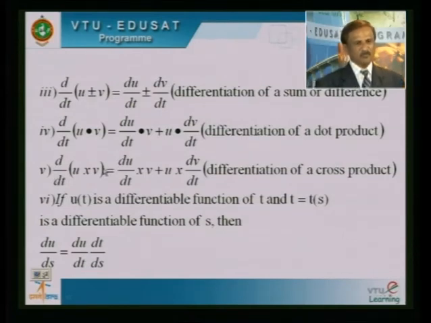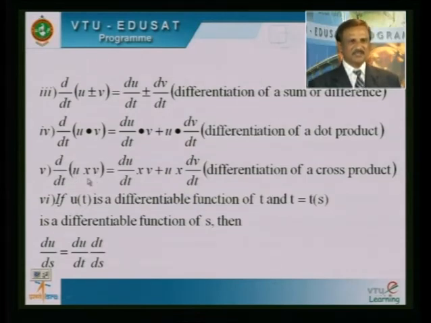And similarly, you may want to calculate the derivative of the product of two vectors. u is one vector, v is another vector. You want to calculate the derivative of u cross v. How do you calculate it? du by dt cross v plus u cross dv by dt. Okay, using this formula, you can calculate.